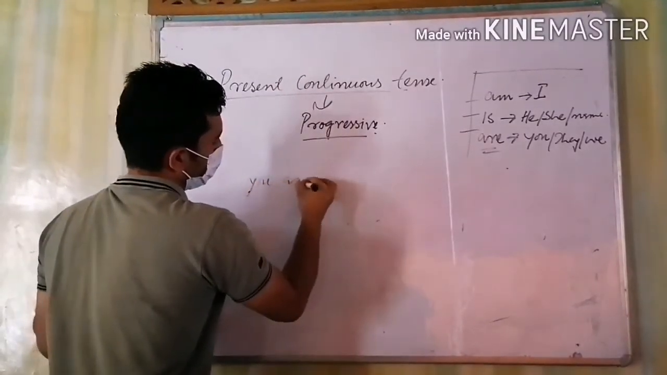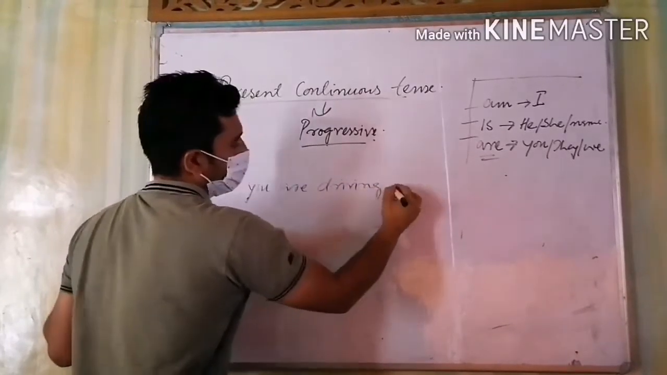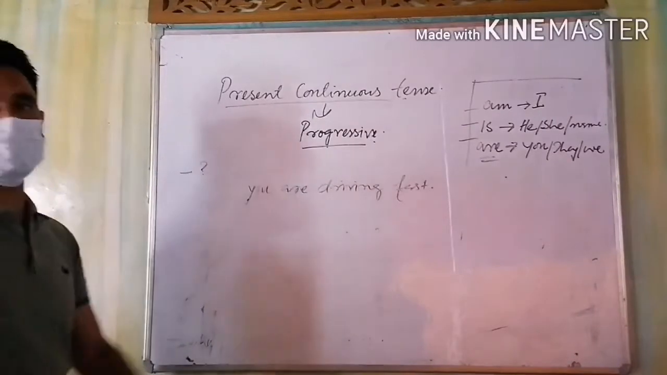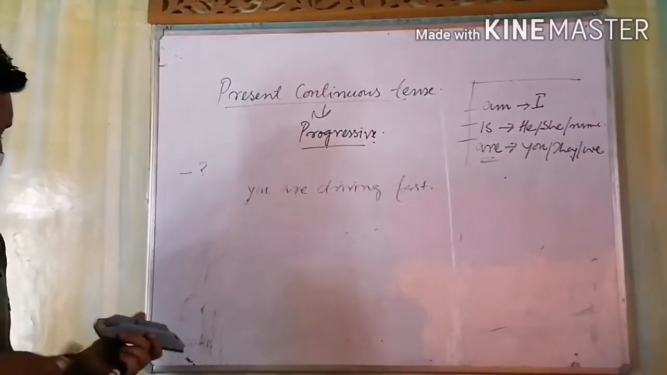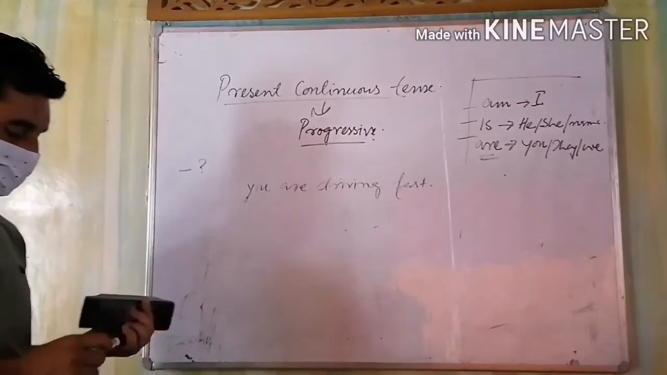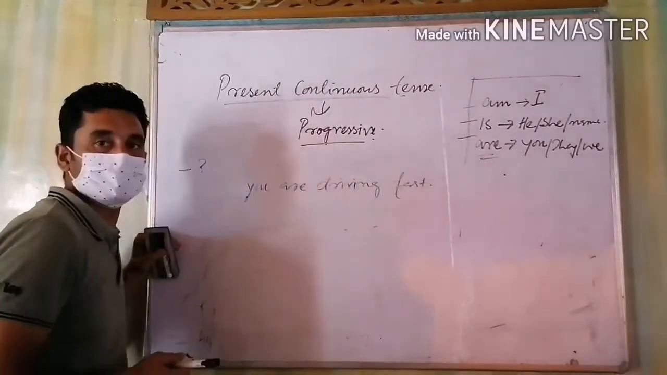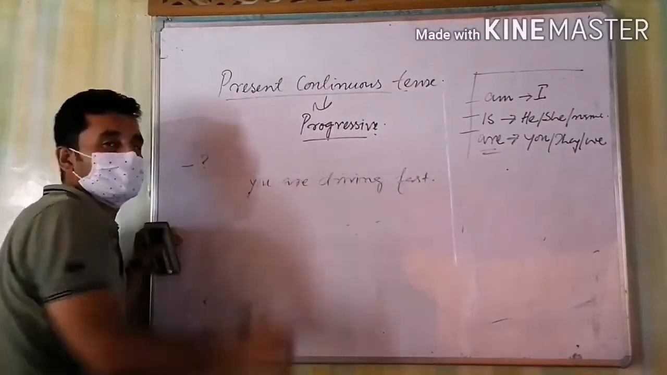You are driving fast. You are driving fast. This is an affirmative sentence. Now, if you make a negative sentence, you will write, you are not driving fast.